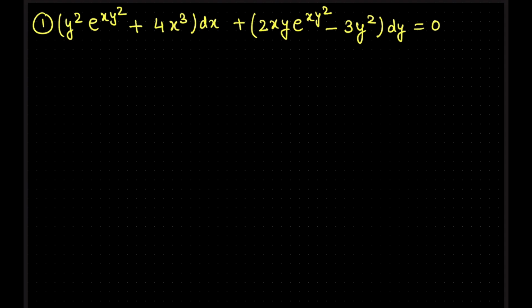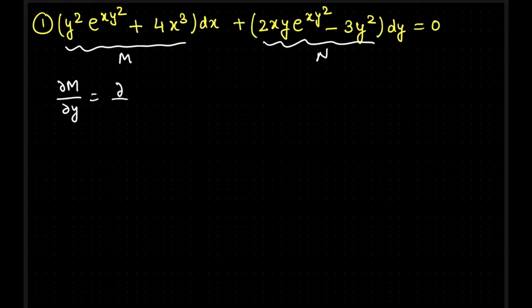I want you to first pause this video and try to solve this by yourself, and once you are done, then we will see the solution. Okay, so let's start to solve this question. If you see, this is M and this is N. What we have to find is ∂M/∂y. You can rewrite this over here: x y square e to the power x y square plus 4x cube.